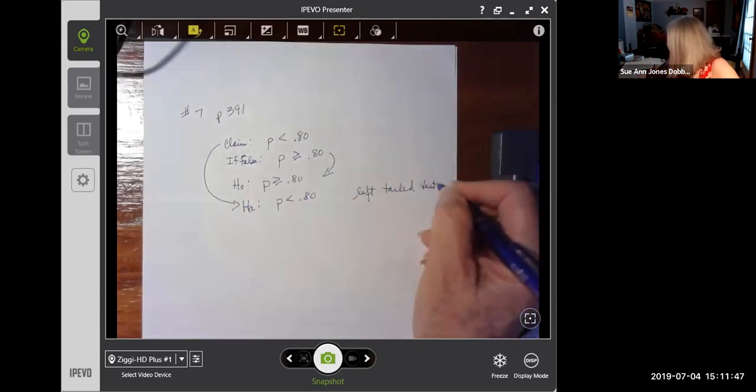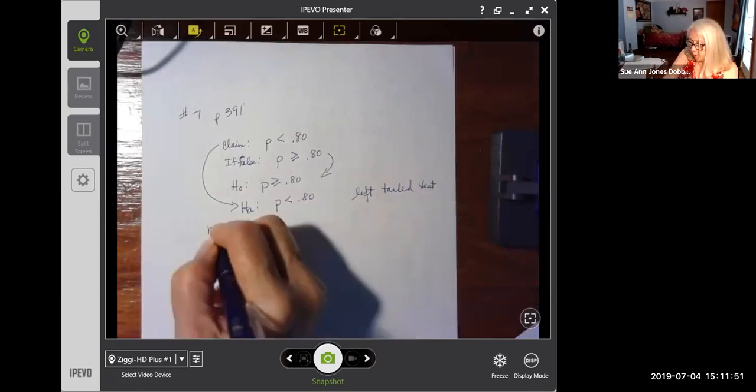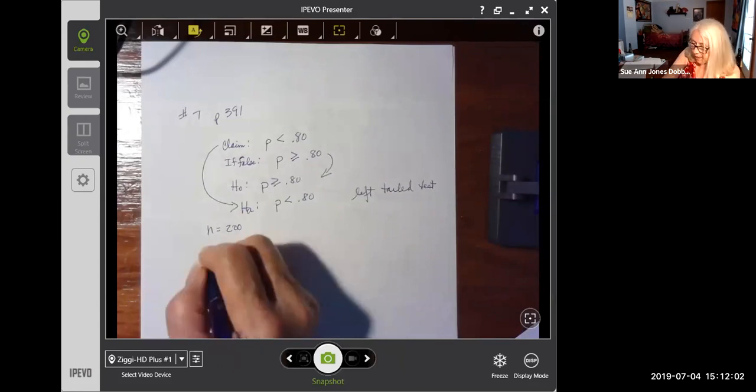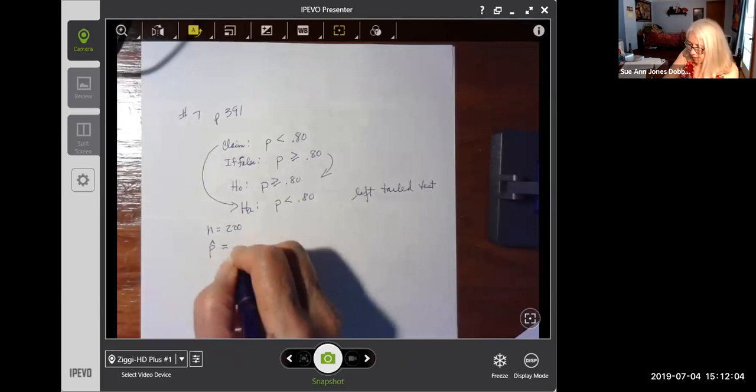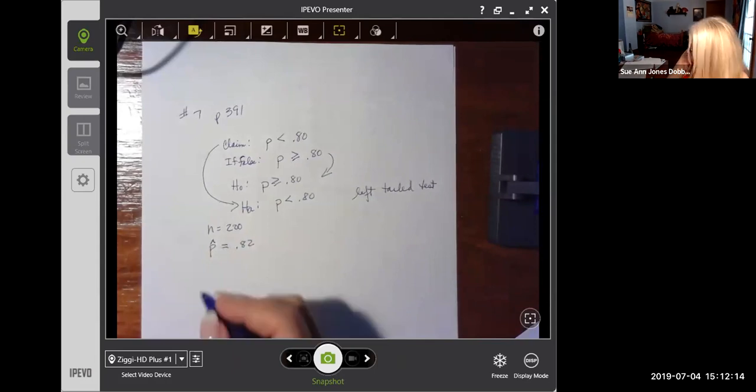So let's read what else it said. In a random sample of 200 adults, so N equals 200, 82% think that healthy children should be required to be vaccinated. So P hat was 0.82. At the 0.05 significance level, is there enough evidence to support the researcher's claim? So alpha equals 0.05.